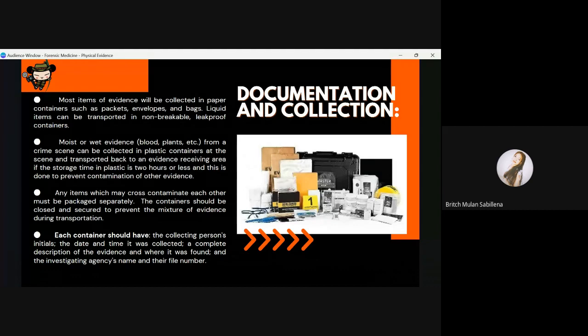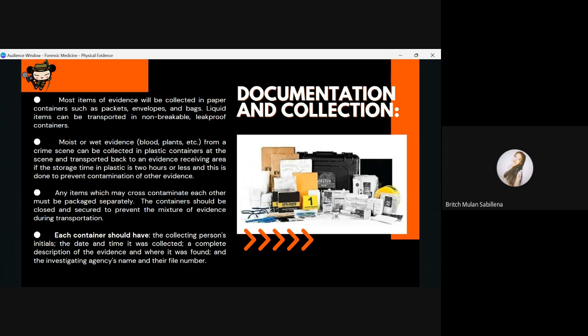Second, liquid items can be transported in non-breakable, leak-proof containers to prevent spills and contamination. Third is moist or wet evidence such as bloods or plants can be collected in plastic containers at the scene. However, the storage time in plastic should be 2 hours or less to prevent contamination of other evidence. Fourth, items that could cross-contaminate each other must be packaged separately. The containers should be closed and secured to prevent the mixture of evidence during transportation.